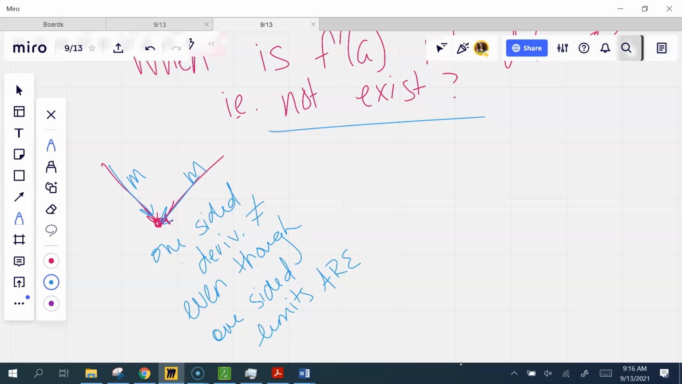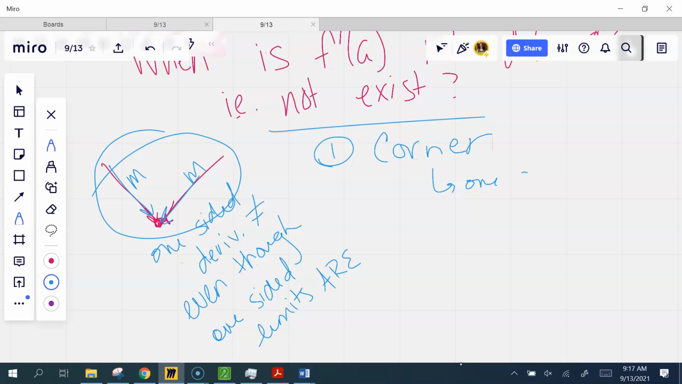We're looking at 4 places where the derivative will fail to exist. This situation here is what we call a corner. This corner, yes. This is a place where one-sided derivatives are not the same. Derivatives do not equal. So the function is not differentiable at that point is the terminology we use.